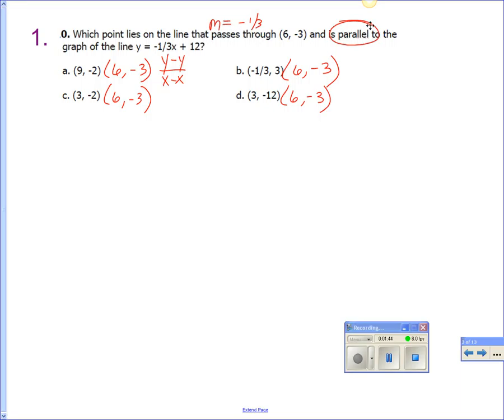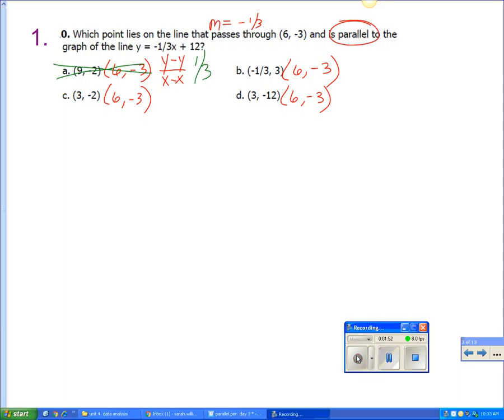Guys, what is the magic number I'm looking for? -1/3 is the magic number I'm looking for. Please do not say the answer out loud. All right, A gives you +1/3, so you can mark that out. We're looking for -1/3.